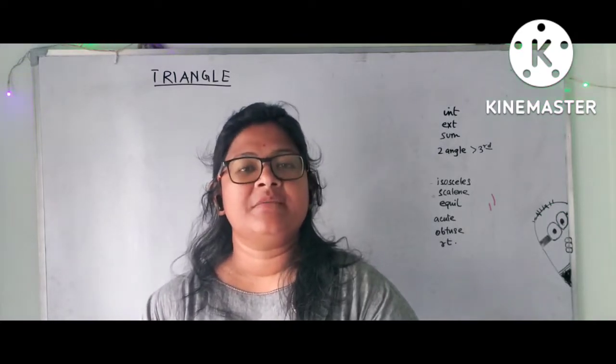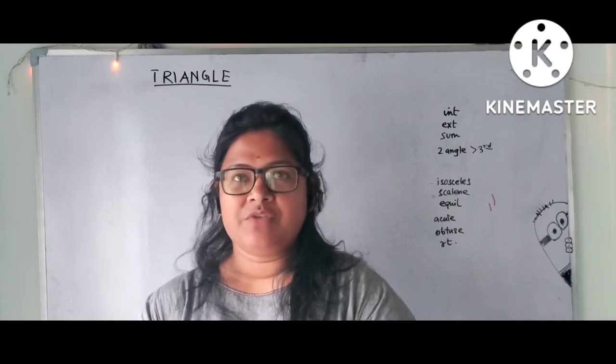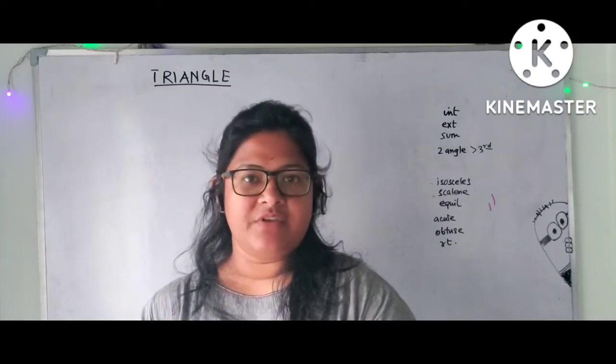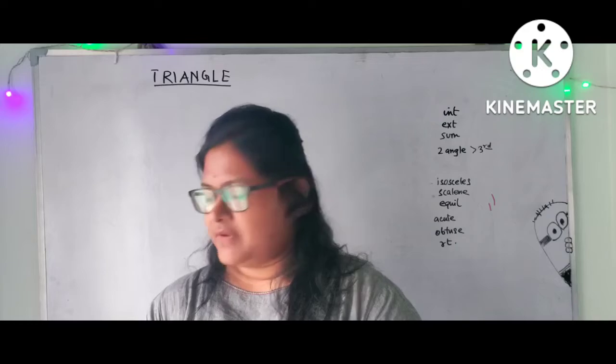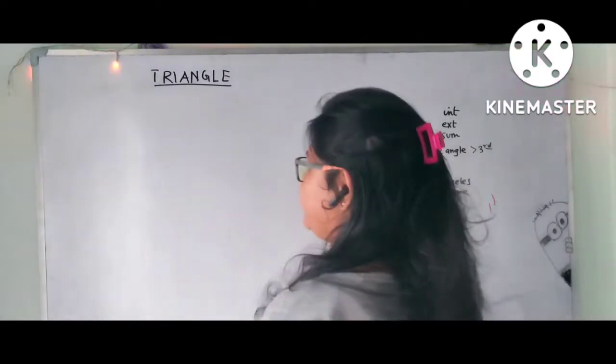This is Street Smart Kids, and today I'm going to talk about a wonderful shape which we see everywhere, find everywhere, and I think you are well aware of it. It is nothing else but the triangle.